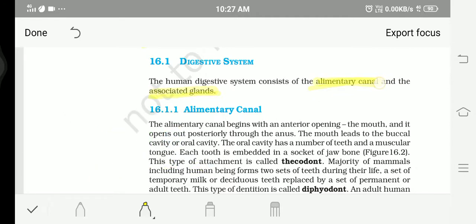Okay, one is called alimentary canal, another is called associated glands. Alimentary canal, the passage of food from mouth to anus. Associated glands, nothing but digestive glands. Those glands are helpful to release the enzymes as well as hormones. Such enzymes and hormones are helpful for breakdown or digestion of carbohydrates, fats, and proteins as complex food molecules.